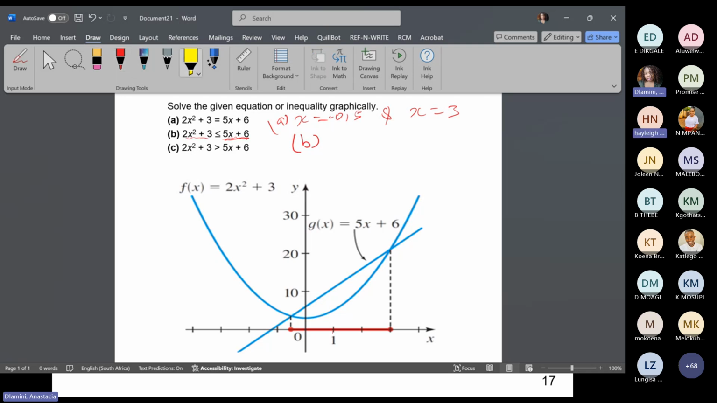Let's go and see. Where is the straight line on top? It's here, on top. Do you see that? Yes, ma'am. So it's between negative 0.5 and 3. But something else is missing. What is missing?